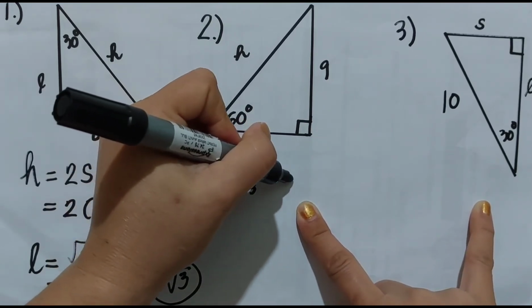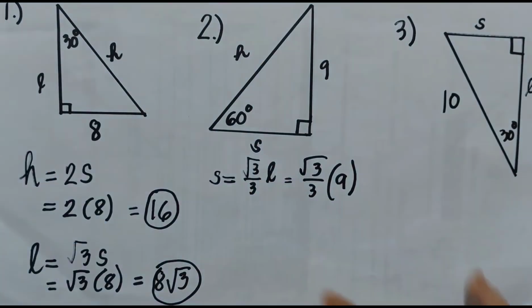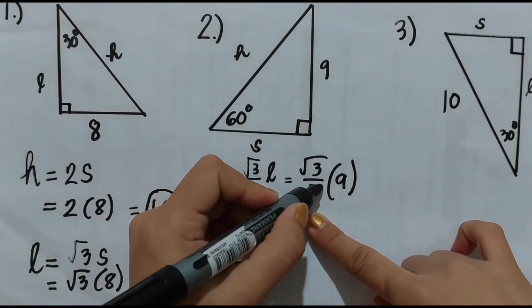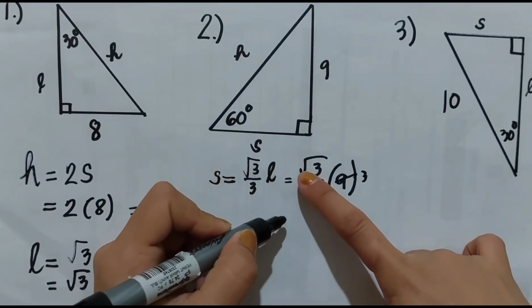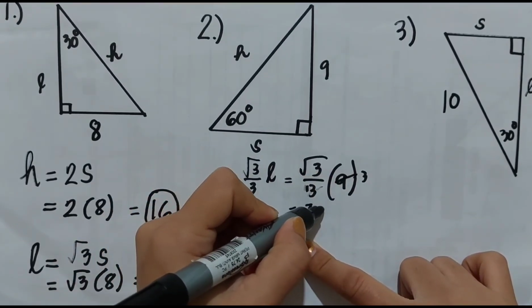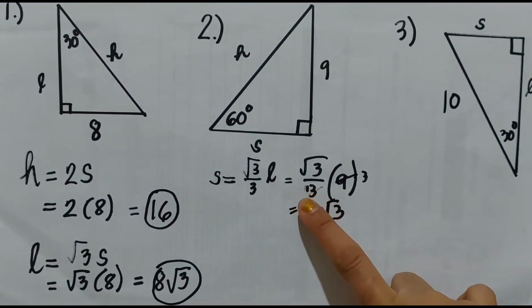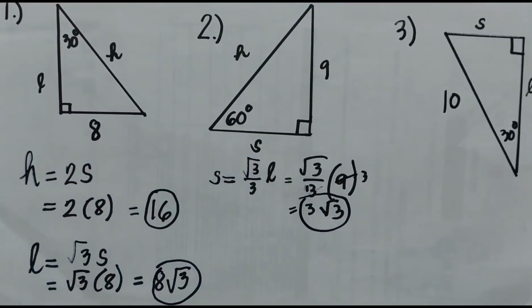Substitute: square root of 3 over 3 times 9. Now we can apply the cancellation method here. We cancel 3 divided by 3, that is 1, and 9 divided by 3, that is 3. So square root of 3 times 3, that would be 3 times square root of 3. Therefore, our shorter leg is 3 square root of 3.